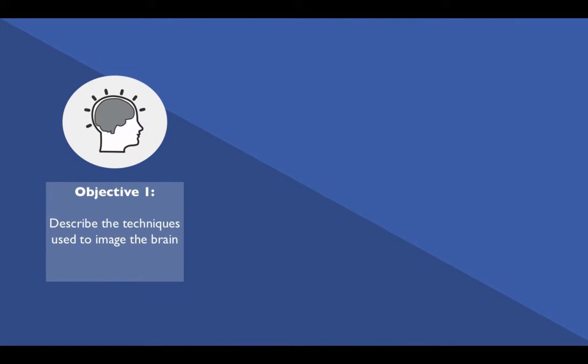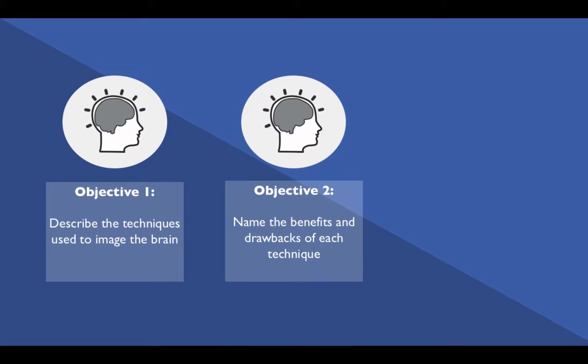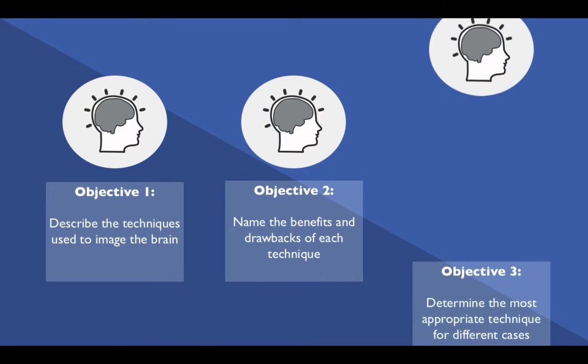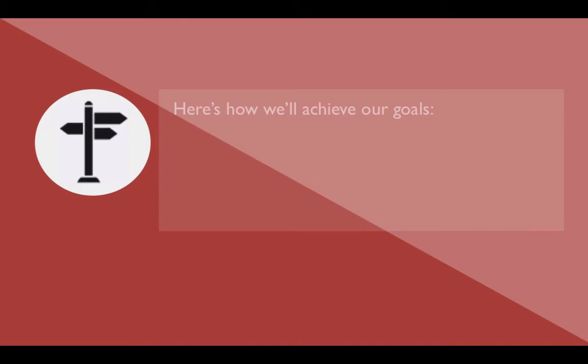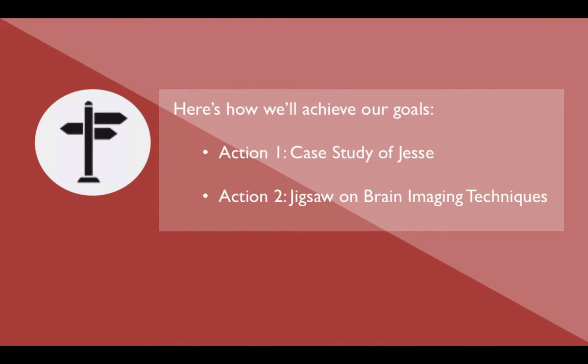At the end of this lesson, students should be able to describe the techniques used to image the brain, name the benefits and drawbacks of each technique, and determine the most appropriate technique for different cases. We'll achieve our goals by analyzing a case study of Jessie and completing a jigsaw on brain imaging techniques.